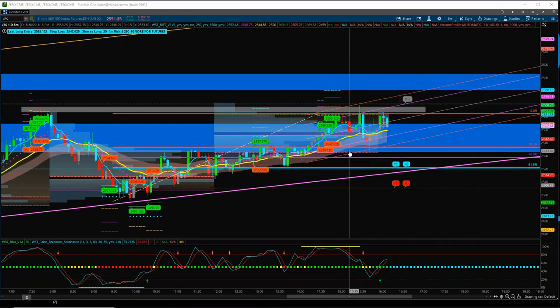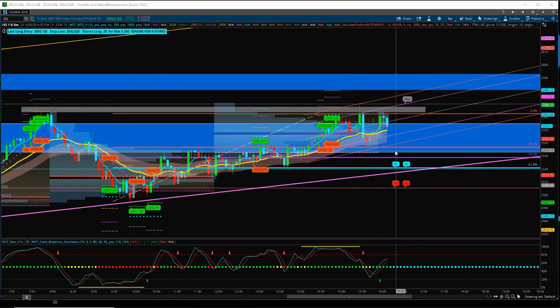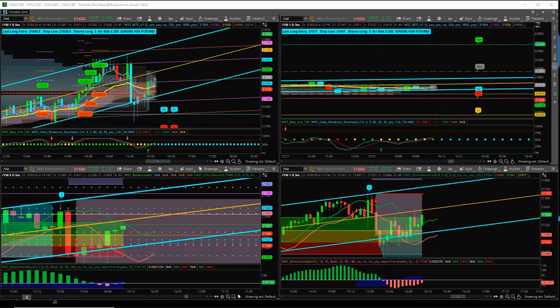NQ's just hit a good resistance zone as well. But it's this ES that's the issue. If this can push through here, things will fly. If it can't, we'll be stuck in a range. Okay, looks like ES wants to have another go at that resistance zone.